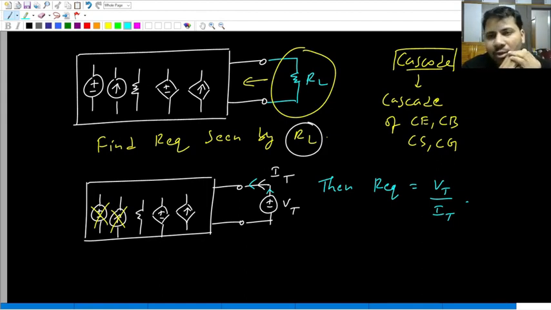Understood? In this case, because we are finding the equivalent resistance seen by the load, we are replacing the load with voltage source Vt. Of course, you have to make the independent sources 0 and so on before finding Vt by It, which becomes what? The equivalent resistance. Okay.